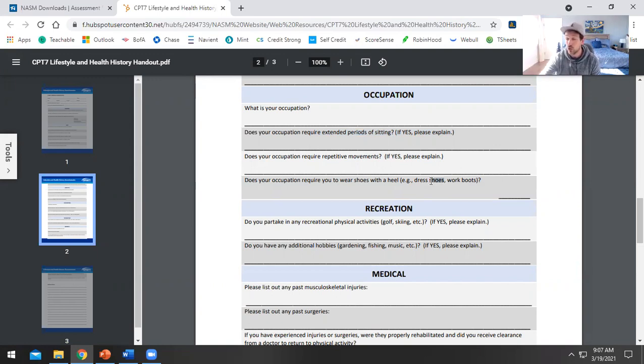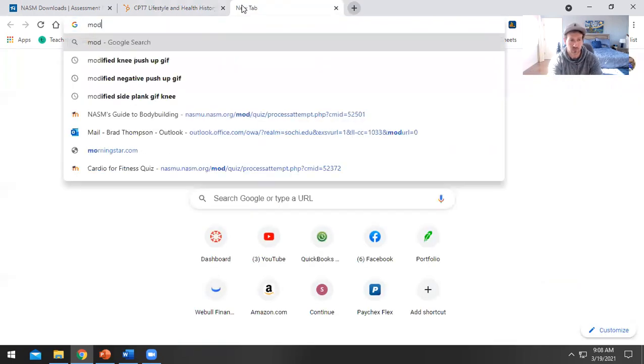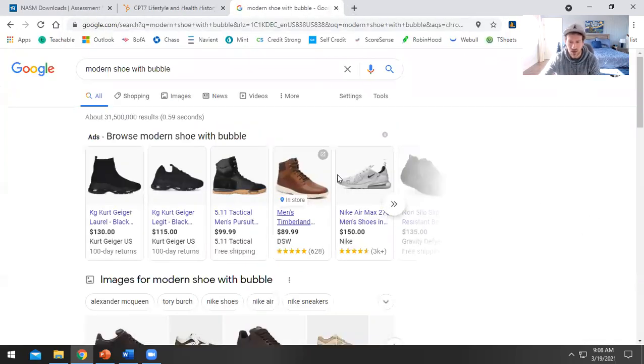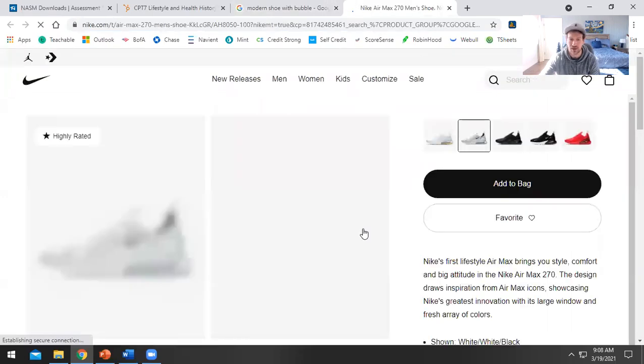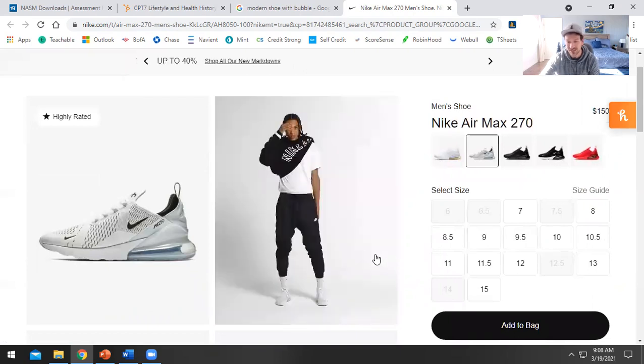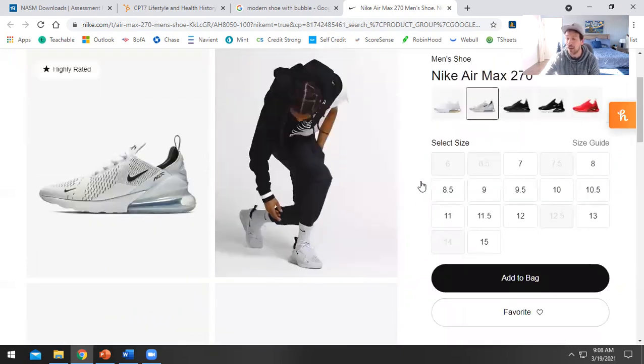Does your occupation require you to wear a shoe with a heel? If you're in elevated heels all day, and by the way, this is not just our female clients, men who are wearing dress shoes are in extremely elevated heels. And honestly, I've started changing this in my life. Do you wear basketball shoes all the time? Let's look at a modern shoe with the bubble in the soles. This is a Nike shoe, right? Which we think means athletic. We look at a shoe like this and think, surely this would be a shoe to really be active and fit in. But honestly, this to me makes your posture worse.